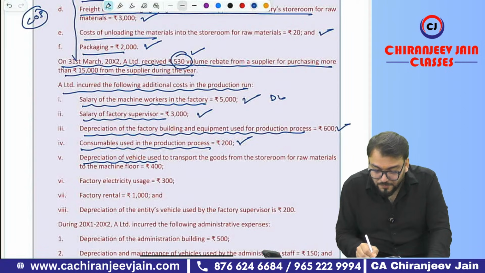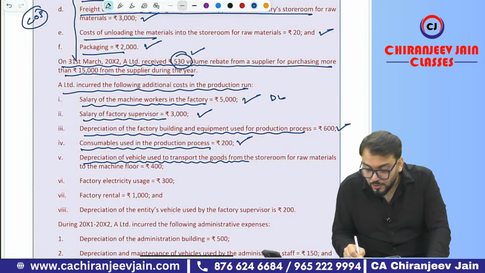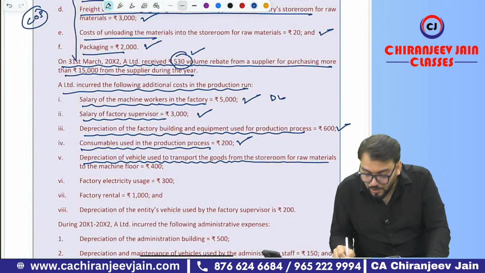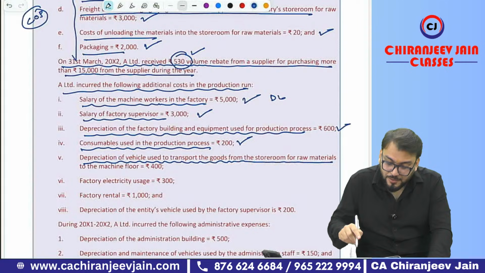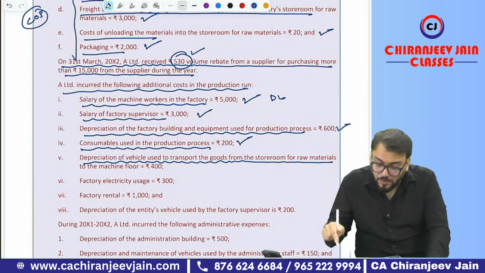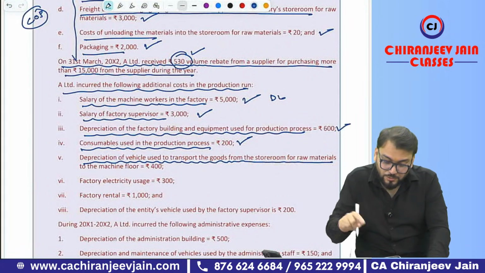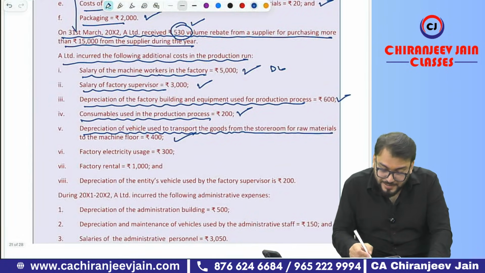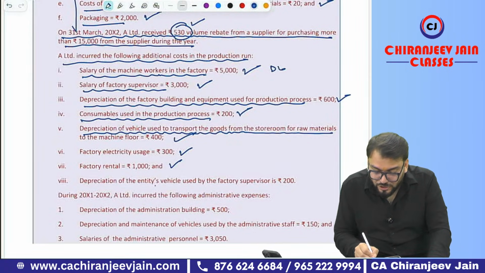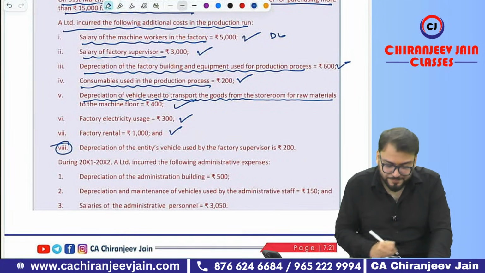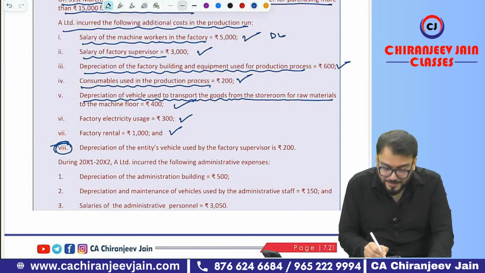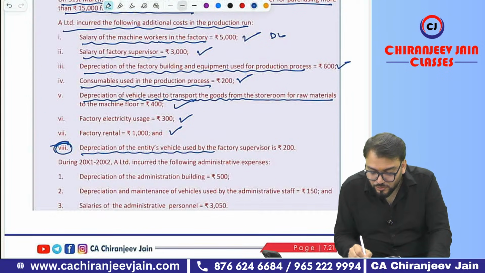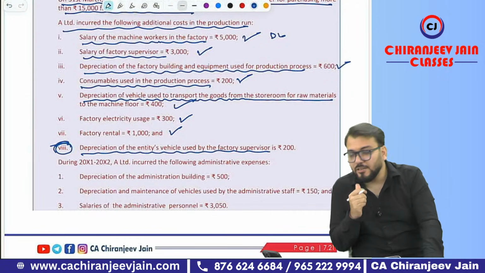Depreciation of vehicle used to transfer the goods from the storeroom for raw material to the machine floor will be added, because this is for the transportation of raw material. Factory electricity will be added. Factory rental will be added. Depreciation of entity vehicle used for factory supervisor, whether this will be added. Point number 8: depreciation of the entity's vehicle used for the factory supervisor, whether it will be added or not added.